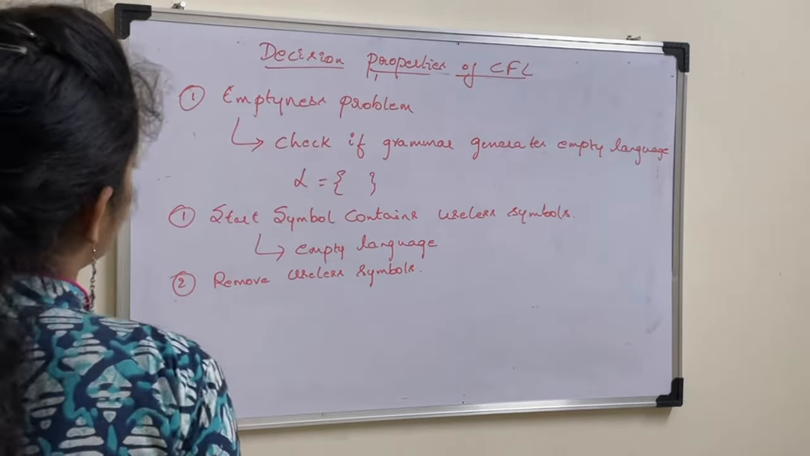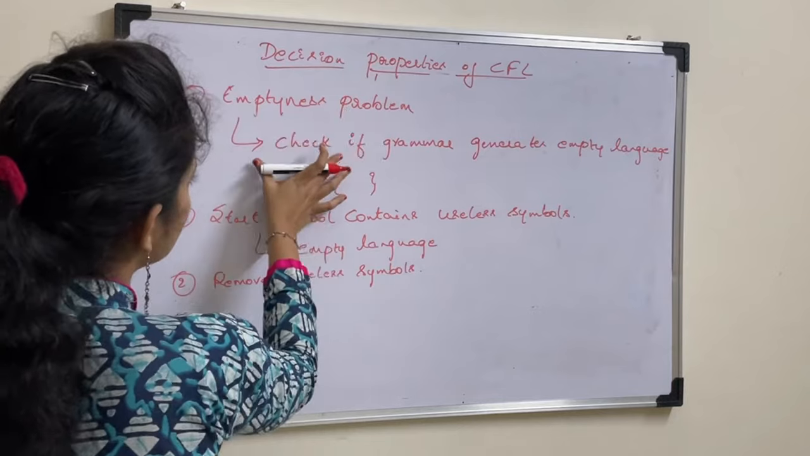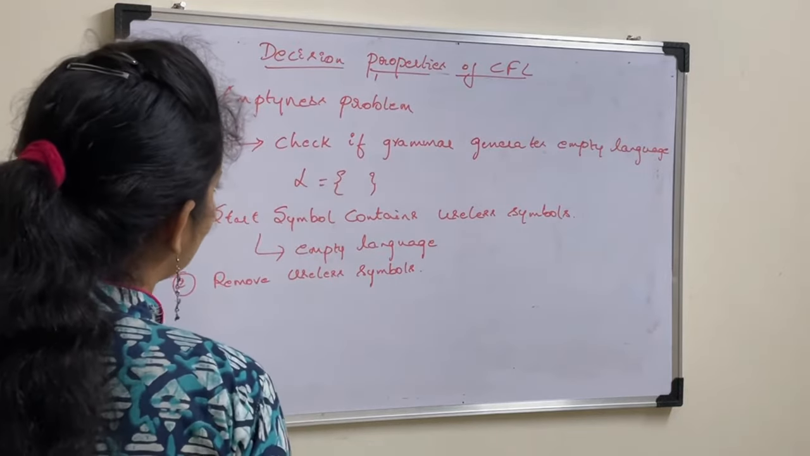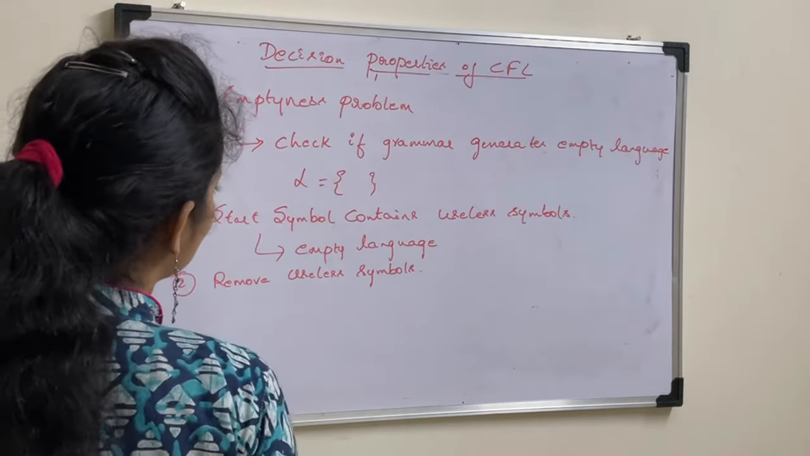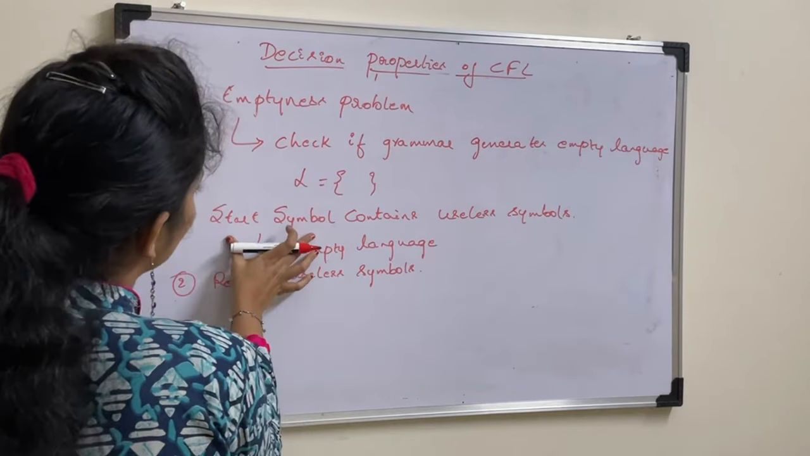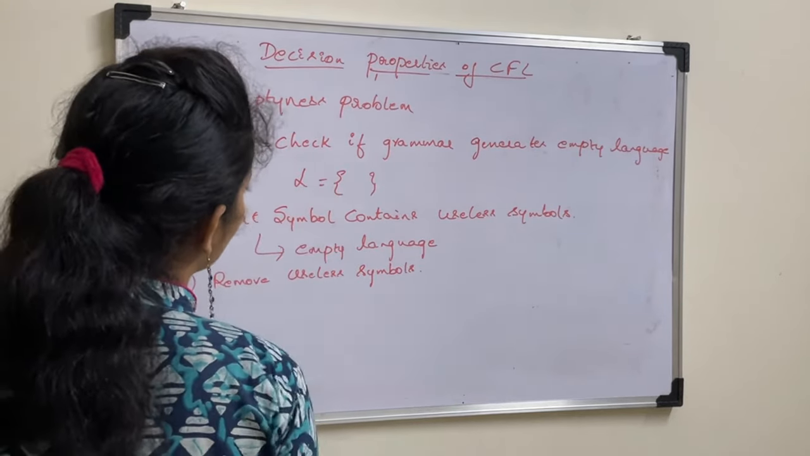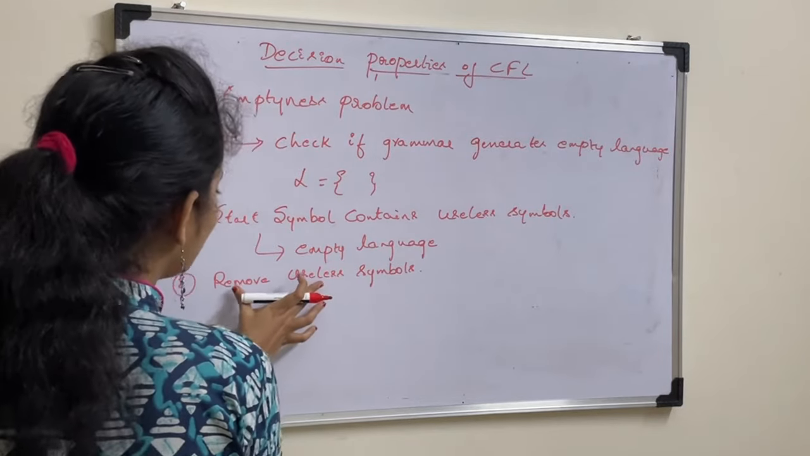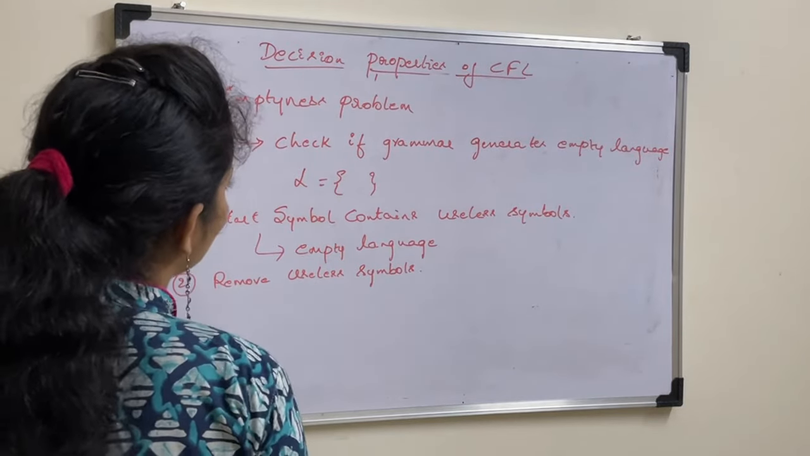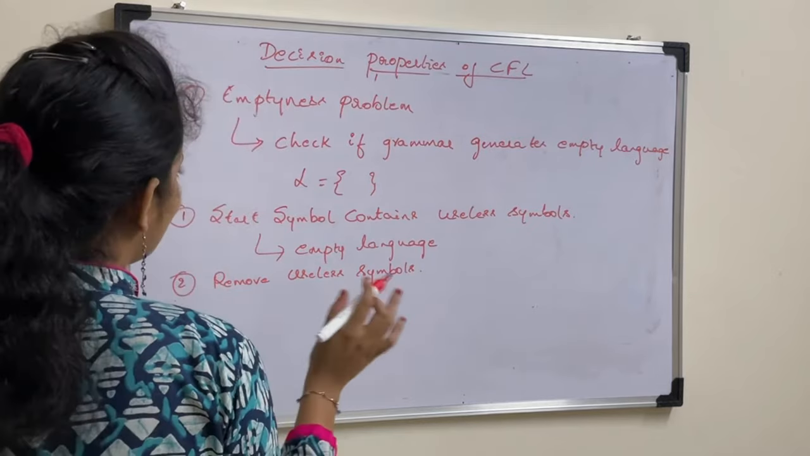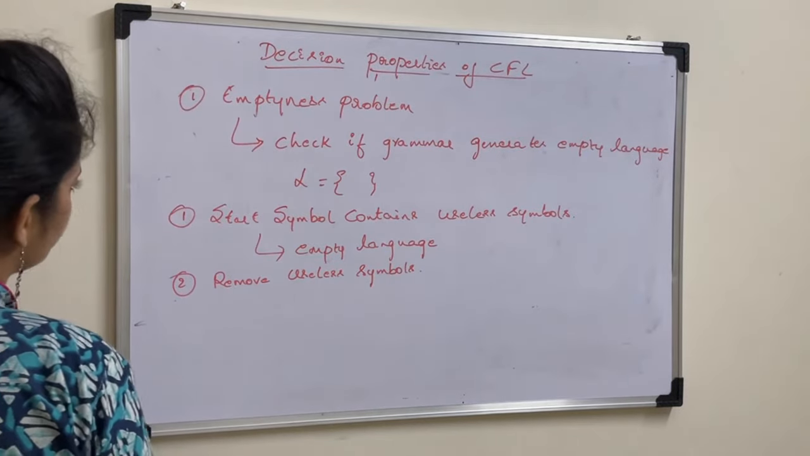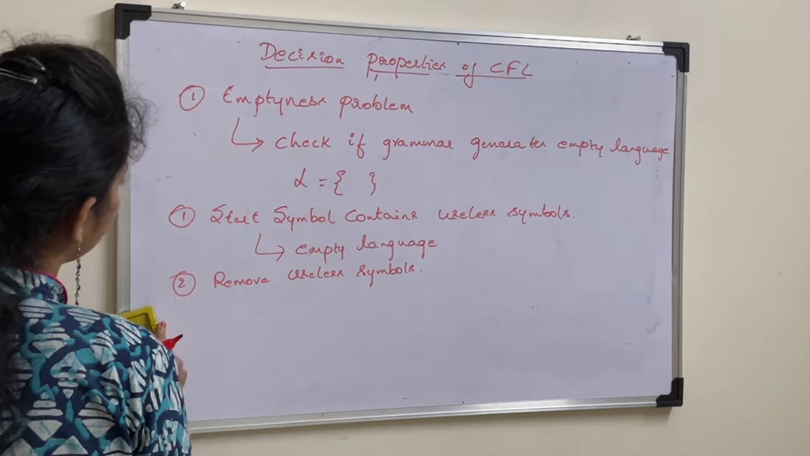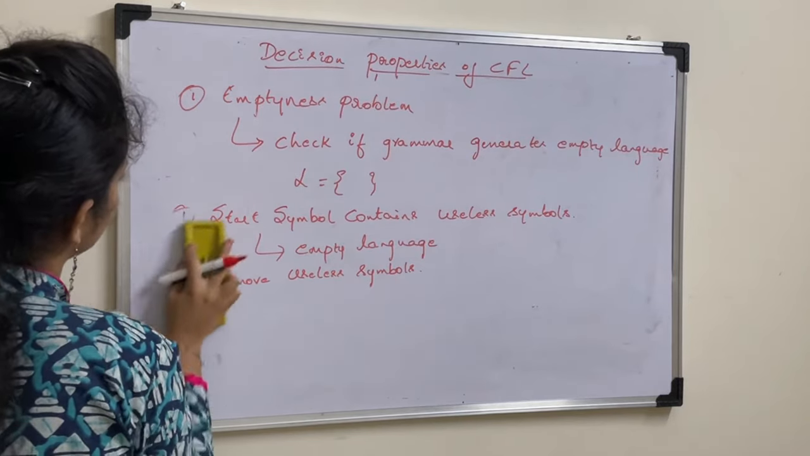In order to avoid this, you need to remove useless symbols from the grammar. So what is the emptiness problem? Here we check if the given grammar generates an empty language. If the start symbol or start production contains useless symbols, then it generates an empty language. So in order to avoid this, we need to remove useless symbols from the grammar. Let us see some examples.